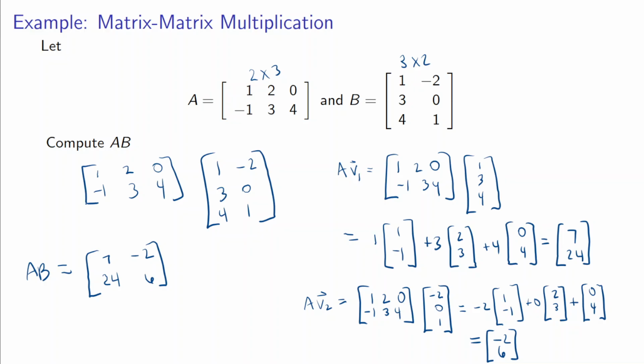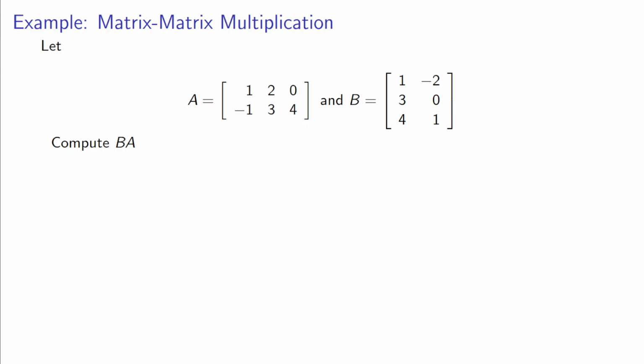So notice that AB is a 2 by 2 matrix, and as we move through the course, we'll talk a bit about why this is a sensible way to define matrix-matrix products. But for now, we're going to focus on how that computation works.